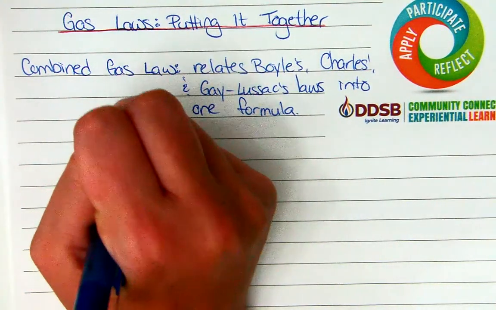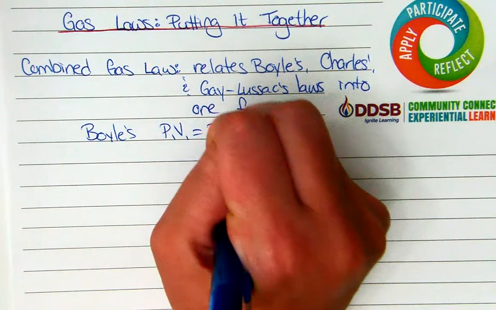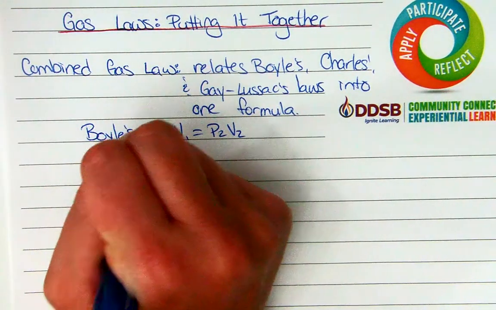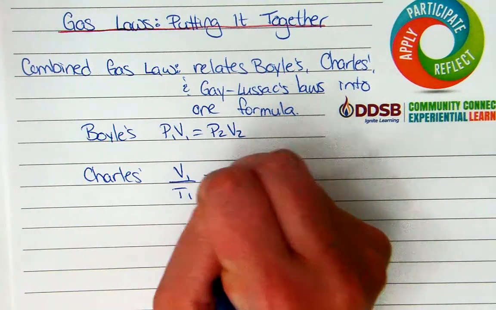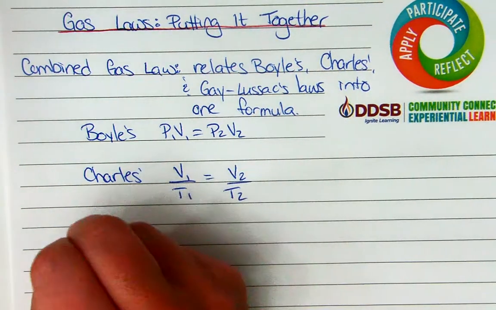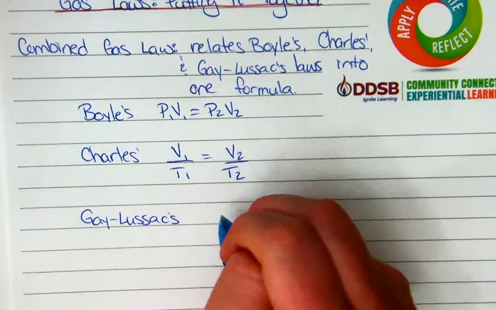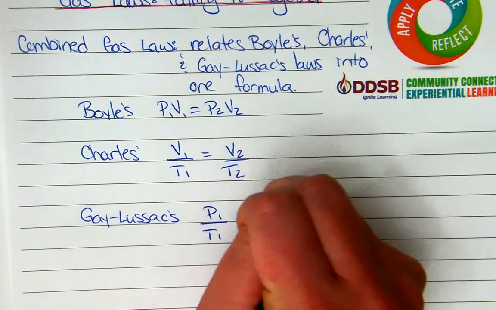Well, I know that Boyle's law is P1V1 equals P2V2. Charles' law is V1 over T1 equals V2 over T2. I also know, and you don't know this one yet, but here you go, that Gay-Lussac's law is P1 over T1 equals P2 over T2.